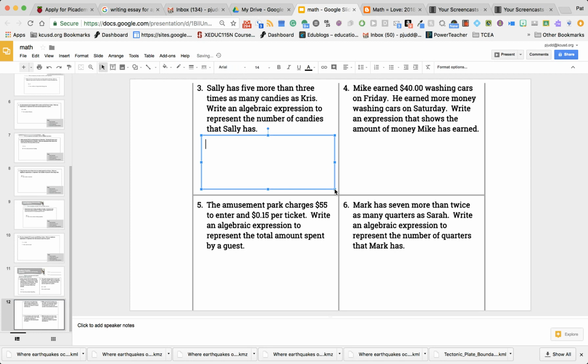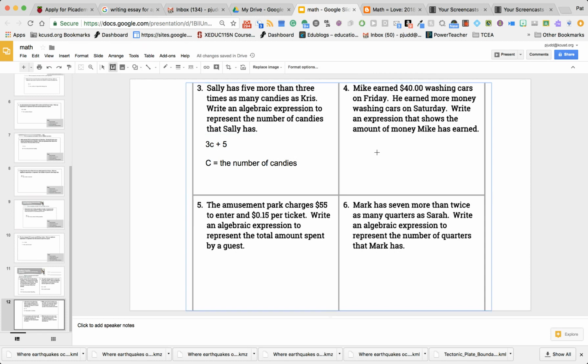Okay, so let's take a look at Sally. Sally has 5 more than 3 times as many candies as Chris. 5 more than. That means I'm going to need to be adding this to something. And I'm going to add that to the 3 times as many candies as Chris. So I have 3 times C plus 5 for the 5 more. And C represents the number of candies.